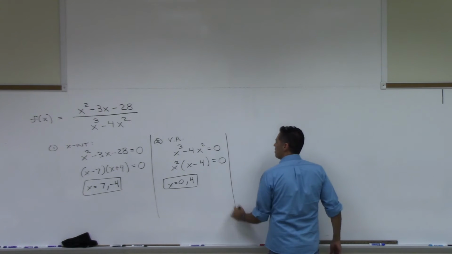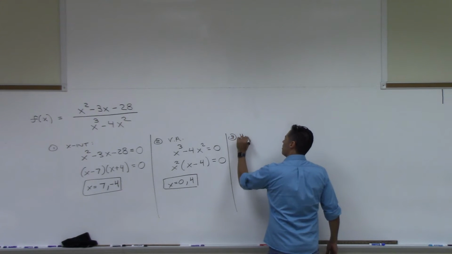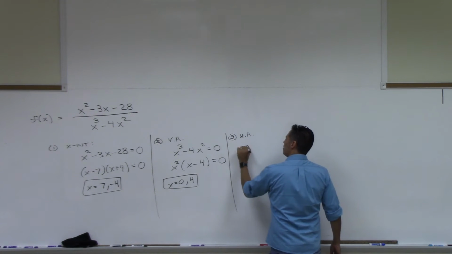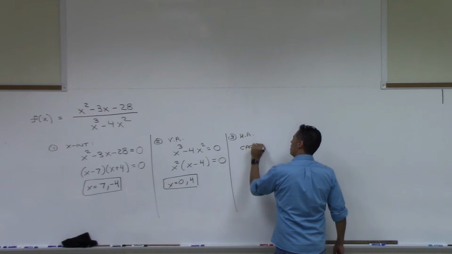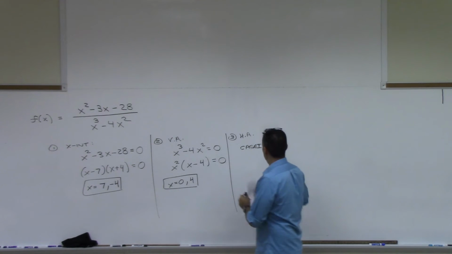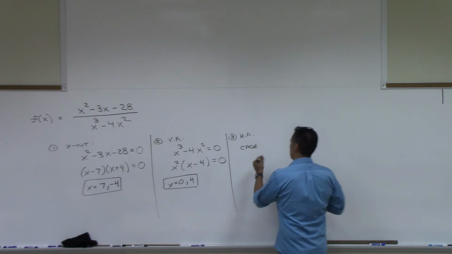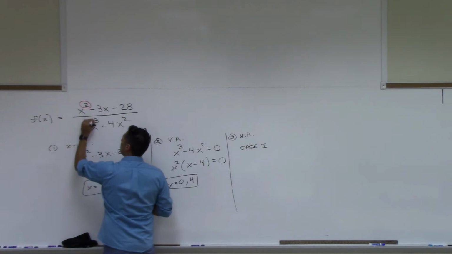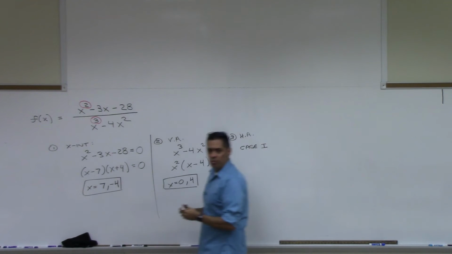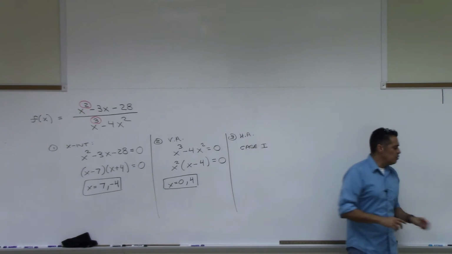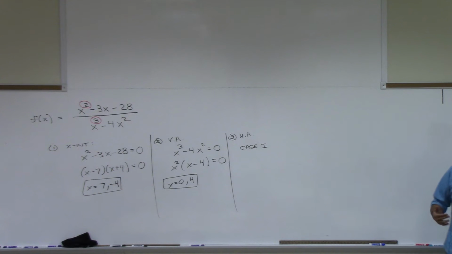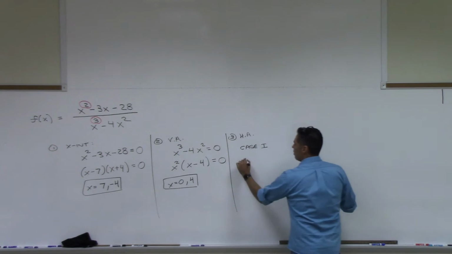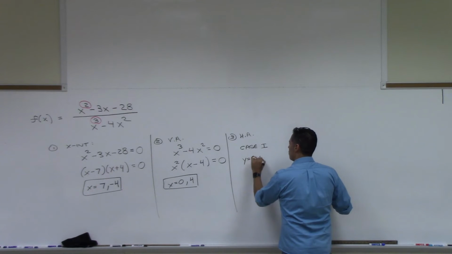Third step, horizontal asymptote. We're in case 1. Why are we in case 1? Because the degree of the top is 2, the degree of the bottom is 3. 2 is smaller than 3. The numerator's degree is smaller than the denominator's degree, which is exactly what case 1 is. So y equals 0, right? Is your horizontal asymptote, just like the previous problem.